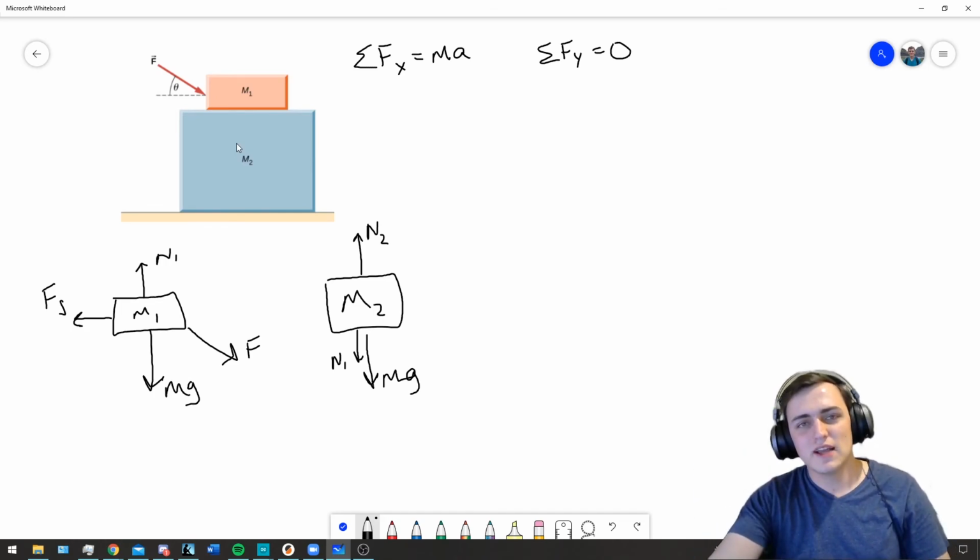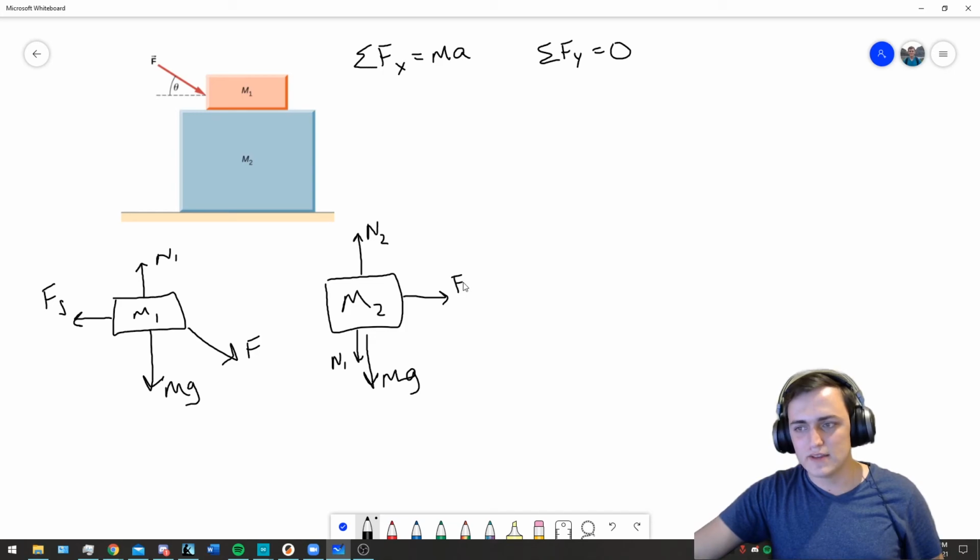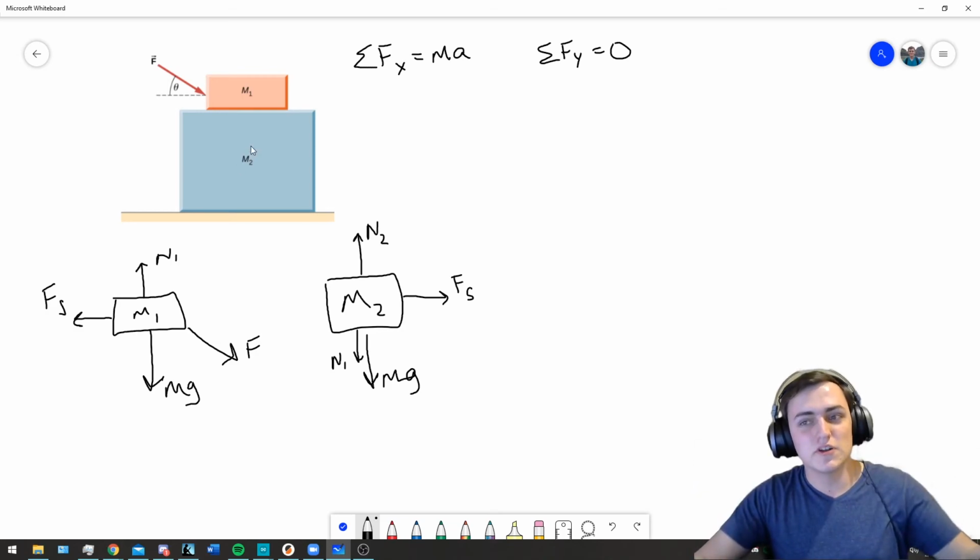So this N1, well, mass 1 is being pushed up by mass 2. And so we have to take into account that it has an equal and opposite reaction. And mass 1 has to also have an opposite reaction on mass 2, and so we see that pointing down. In the same way, M2 also has a static force that pushes it to the right, because this static friction is a force exerted by M2, and so M2 has to counteract it, right? Every force has an equal and opposite reaction.